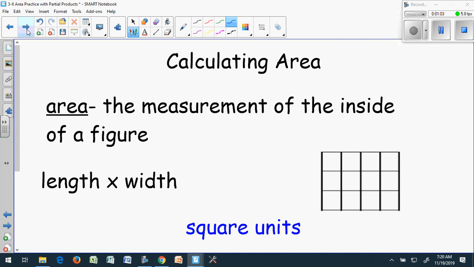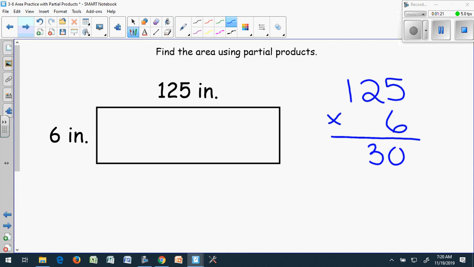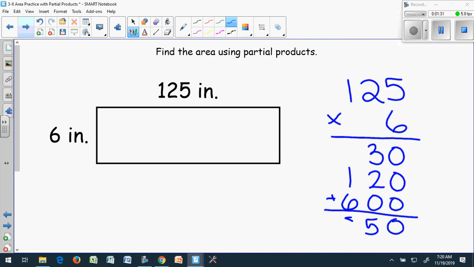So let's use partial products to solve some area problems. You can set up your problem. I know I'm going to multiply 125 times 6. You can pause the video. I'm going to solve the problem, and then you can check your answer. Okay, the area of the sheet is 750 square inches.